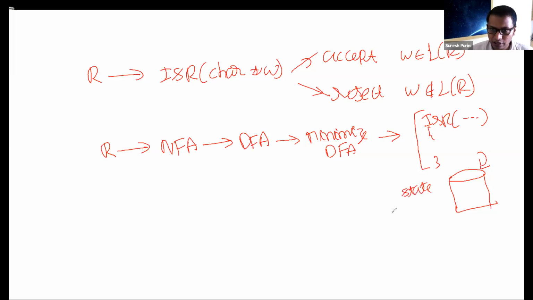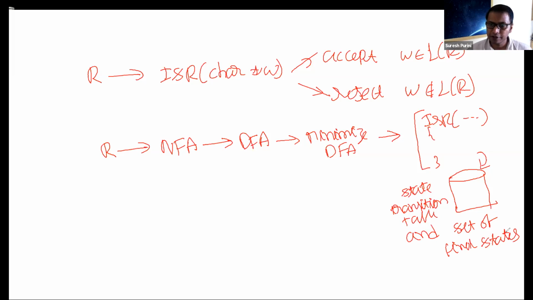And there is another thing, that is the set of final states. These are the two things that change, and they are nicely encoded in a table. So the isR function code, which is boilerplate, remains the same, and the only things that change from one regular expression to another are the state transition table and the set of final states. There is an interesting question from last time: what is the time complexity of isR?